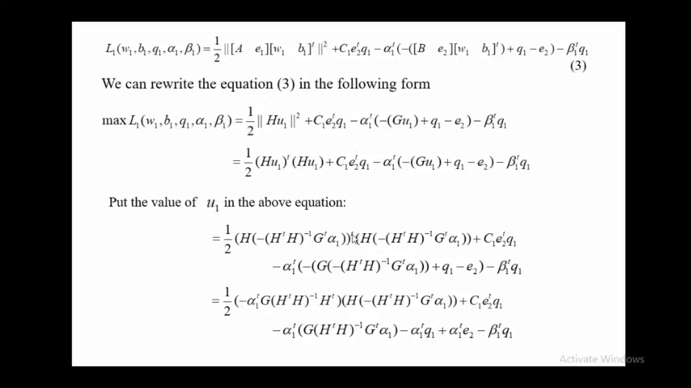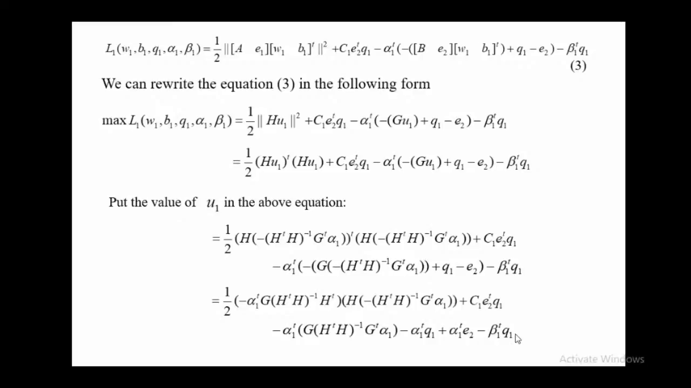So alpha 1 transpose G H transpose H inverse, this G H transpose. Then the same terms I have written, and minus alpha 1 transpose, this minus minus will be plus, so this G H transpose H inverse, you can write this particular term. And this minus beta 1 transpose E1 we are writing as it is. Further, we multiply these two things again.